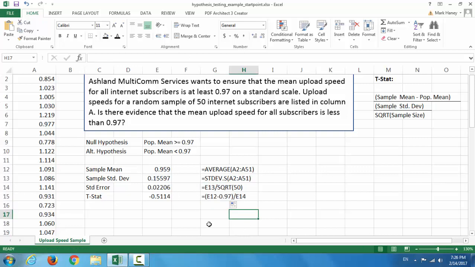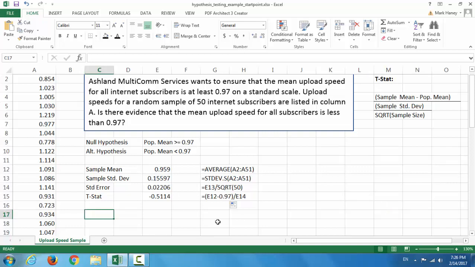So we get a t-statistic of negative 0.511. Next, we have to decide whether that t-statistic tells us to reject the null hypothesis or not. So let's do this in two ways. First, let's do the critical value approach.